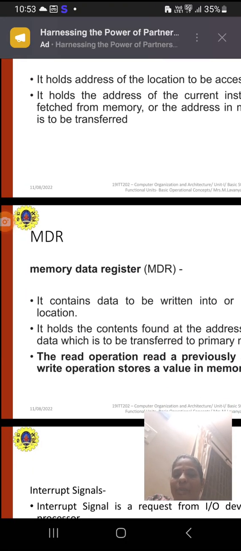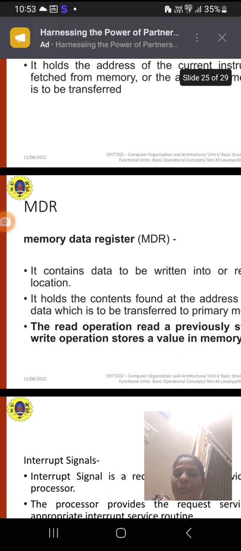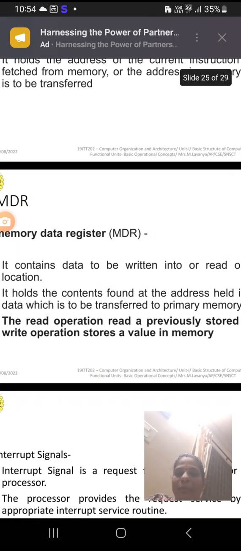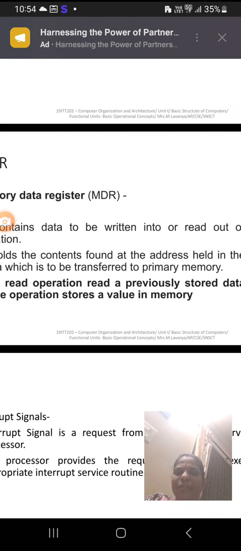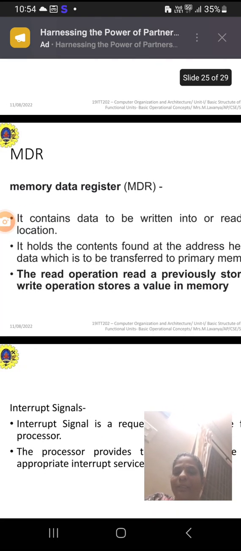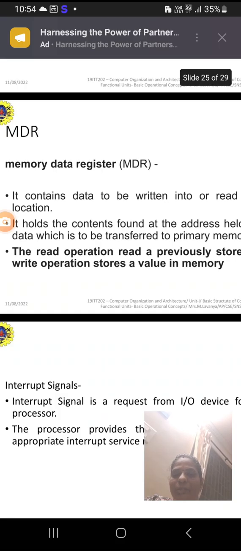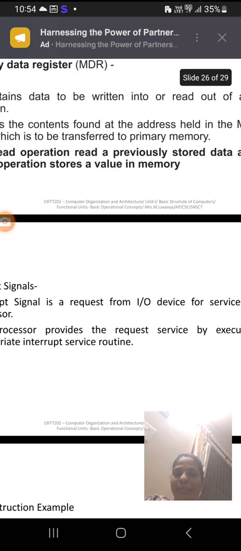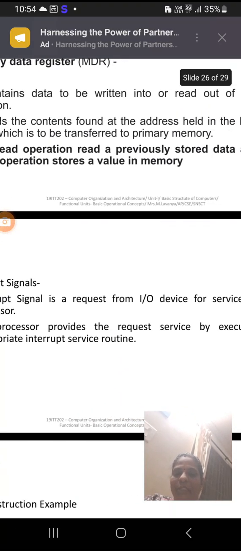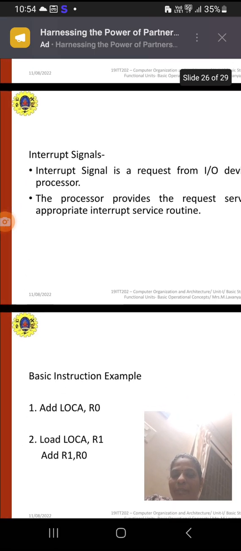The memory data register, MDR, contains the data to be written into or read out of the addressed location. It holds the contents found at the address held in the MAR, or data to be transferred to the primary memory. It handles the read operations and previously stored data, and the write operations store the values in the memory. The interrupt signal requests the input-output devices to be serviced by the processor. It provides the requested services by executing an appropriate interrupt service routine.